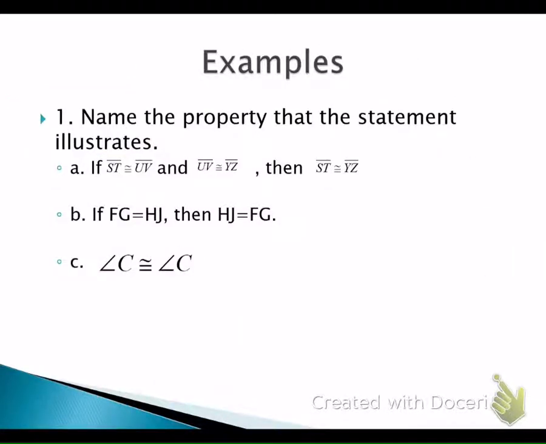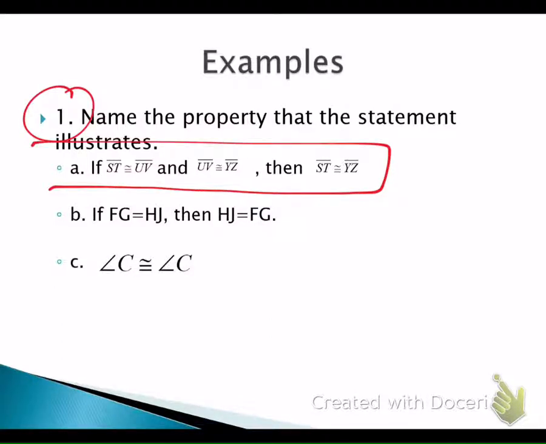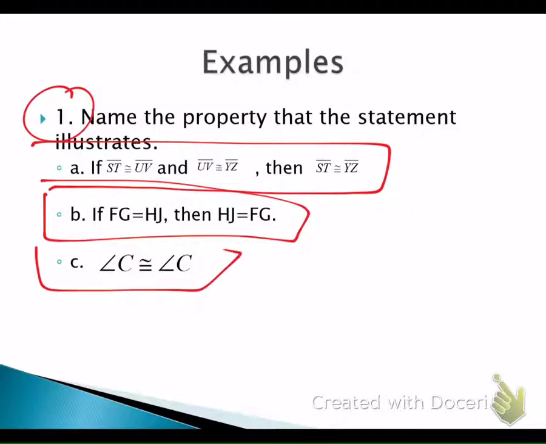All right, so go ahead and just write number 1 and then write these 3 things. And we're going to match them. One of them is transitive, one of them is reflexive, one of them is symmetric.